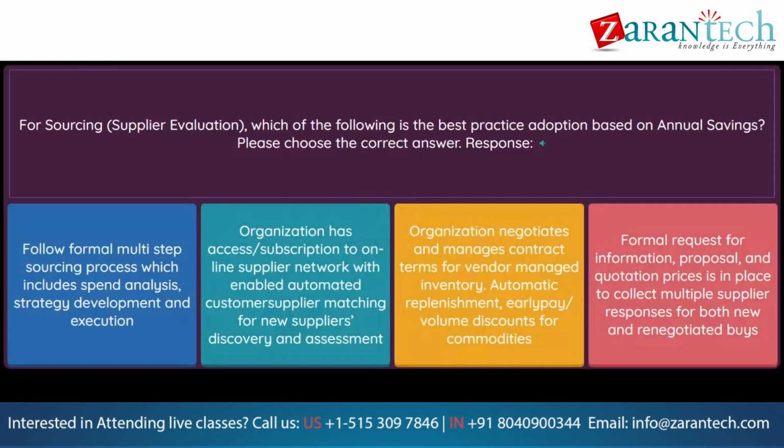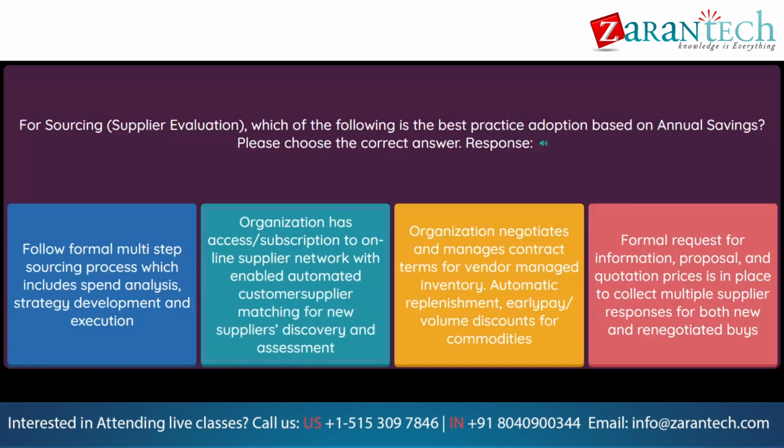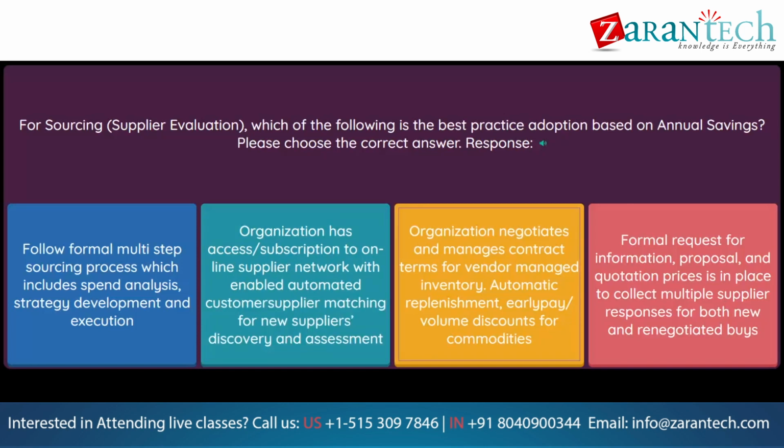Question: for sourcing, supplier evaluation, which of the following is the best practice adoption based on annual savings? Please choose the correct answer. Response. Option 1. Follow formal multi-step sourcing process which includes spend analysis, strategy development, and execution. Option 2. Organization has access/subscription to online supplier network with enabled automated customer supplier matching for new suppliers discovery and assessment. Option 3. Organization negotiates and manages contract terms for vendor managed inventory.